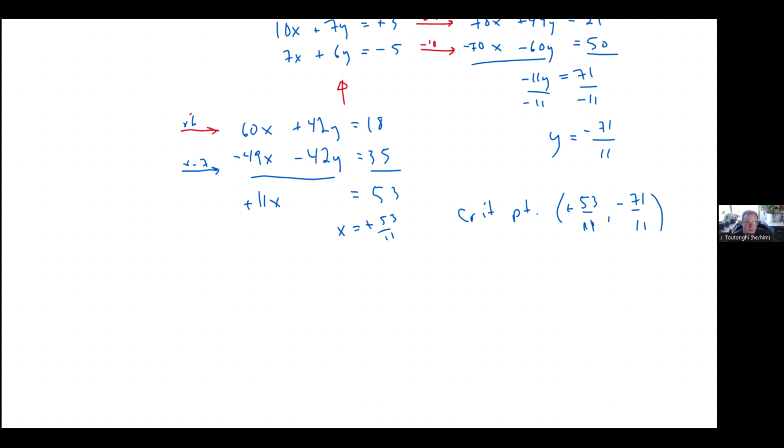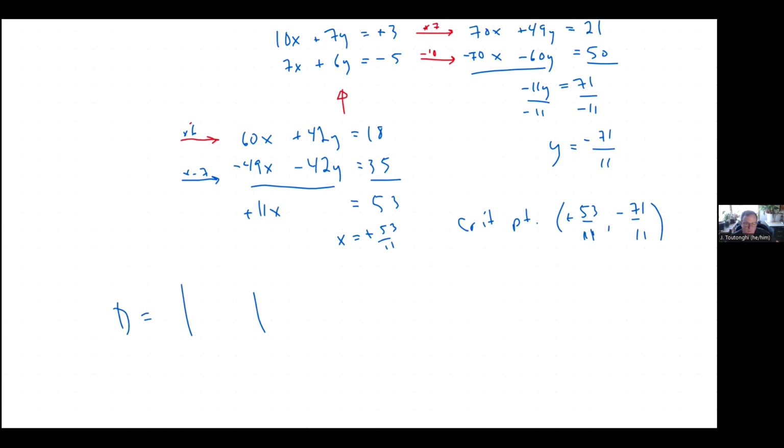So D is equal to the determinant of those coefficients, 10, 7, 7, 6. Take the determinant of that. It's 10 times 6 is 60. The down product minus the up product, minus 49, is 11. Greater than 0. So I either have a maximum or a minimum.